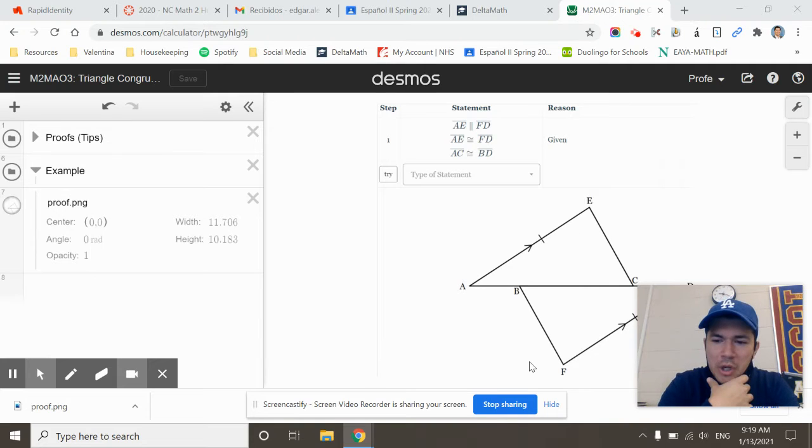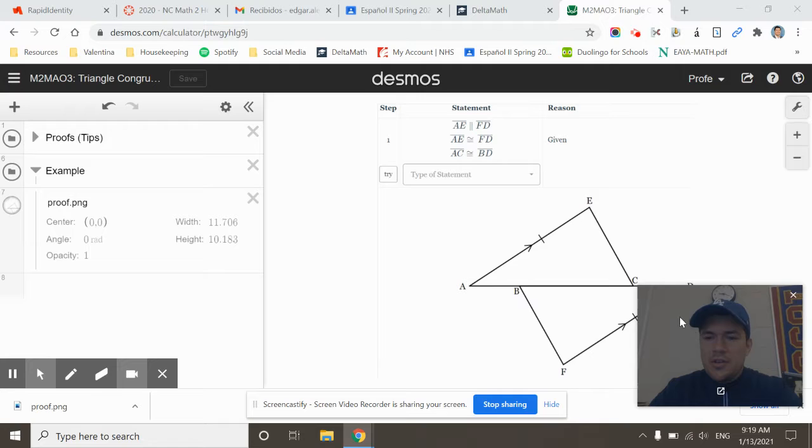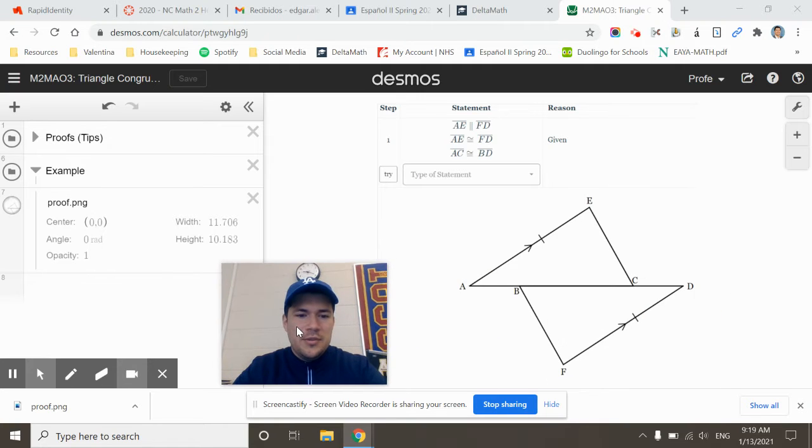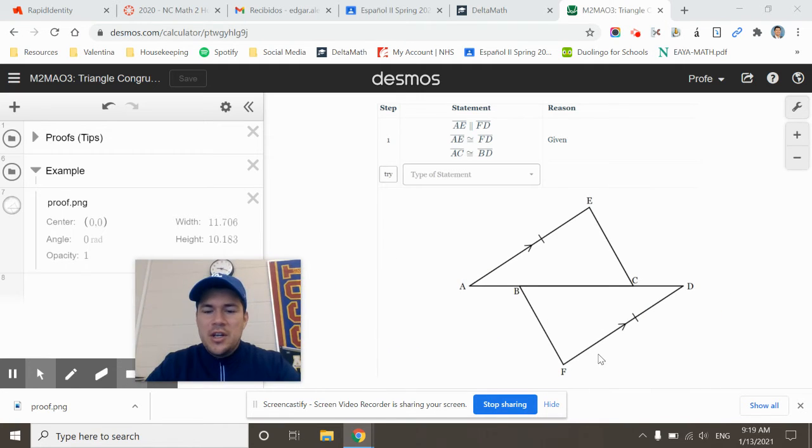Hey everyone, we're going to talk about making sense of proofs. So here is our first example. We have a sketch, and we're being asked to prove something. I don't have the statement up here, but bottom line, originally you're set out to prove that these two triangles are congruent. So we've got to think about how you're going to do this.